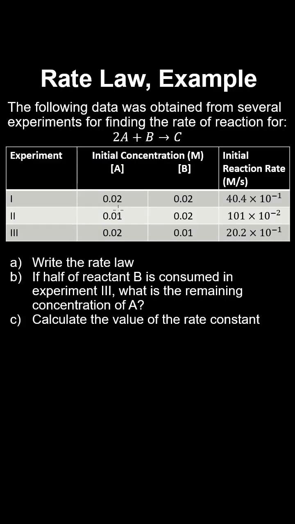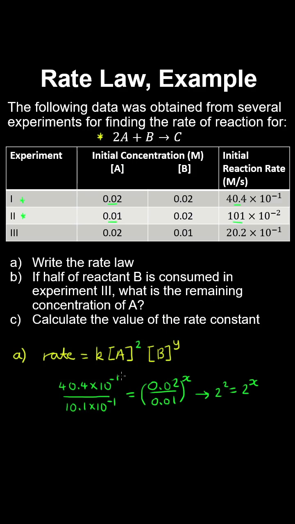The following experimental data was obtained for finding the rate of the following reaction. And part A asks to write the rate law, which we can write in the following form. So using experiments 1 and 2, where the concentration of B is constant, we can find the exponent for reactant A by dividing the rate laws obtained from both experiments. So x is equal to 2, and I'll leave it for you to select two experiments to verify that the order of the reaction with respect to reactant B is 1.